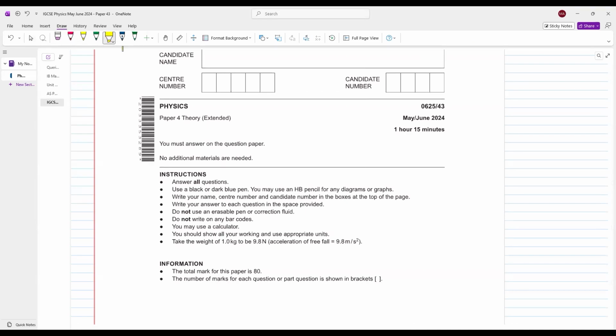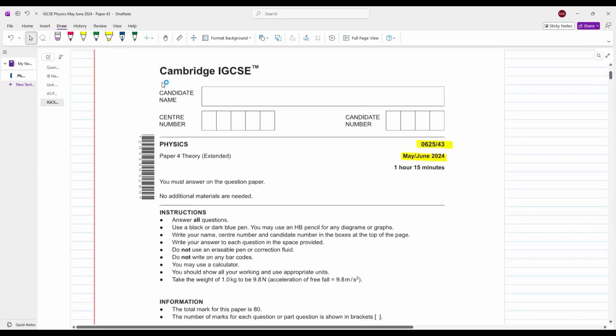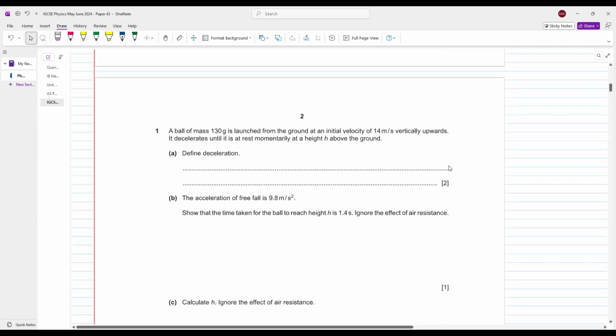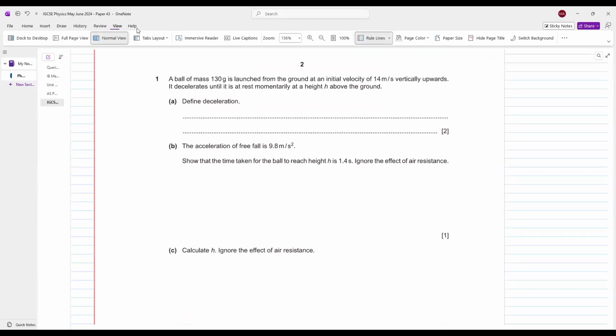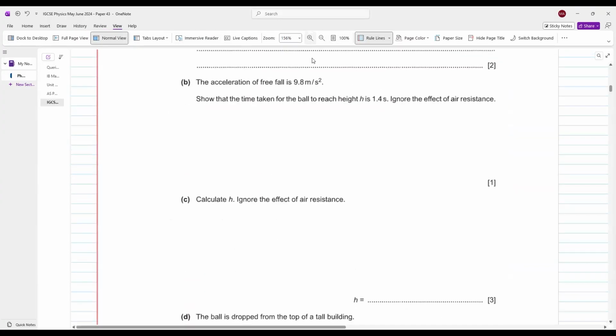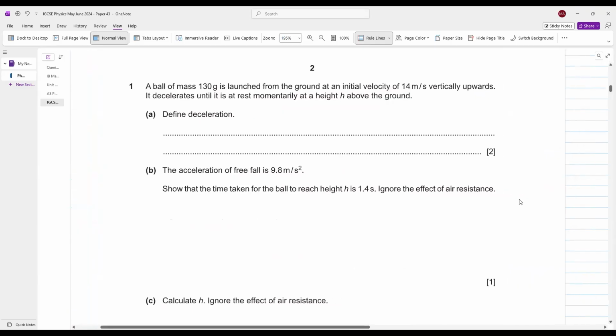Okay, students, so let's get started with IGCSE Physics, May June 2024, paper 4, variant 3, 1 hour 15 minutes का paper है ये. Let's start with the first question. Let's zoom in a bit. अच्छा जी, क्या लिखा हुआ है?